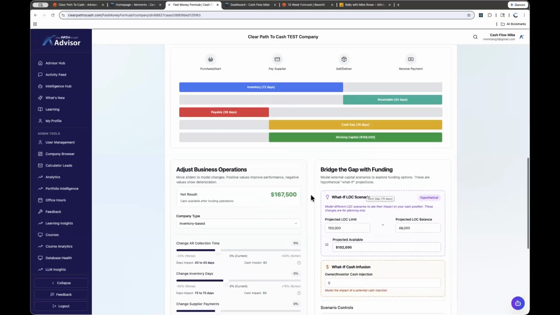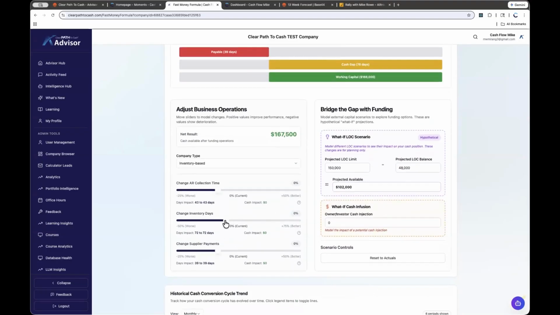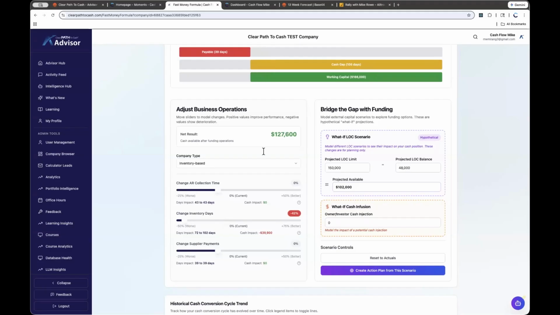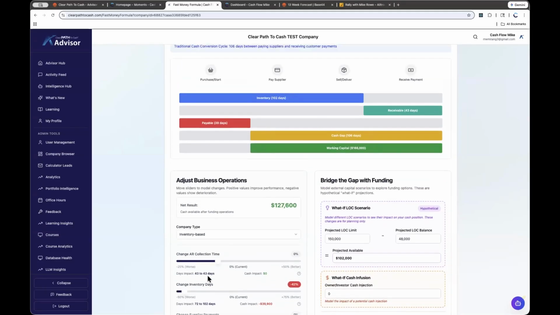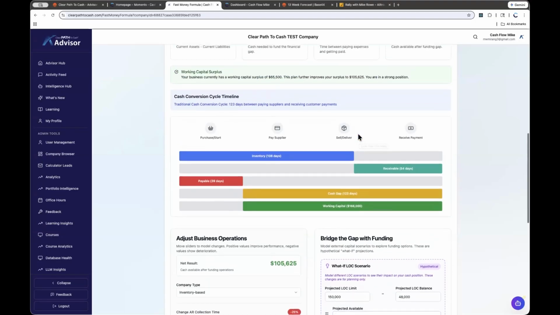That's what that means. So here it's going to say, what if I had too much inventory? You see how the chart changes, right? That's if it got worse, it changes. If I collected too slow, it changes and the gap gets bigger. That's where people get into problems. The smaller the gap, the less money it takes to run your business. The larger the gap, the more money it takes to run your business.